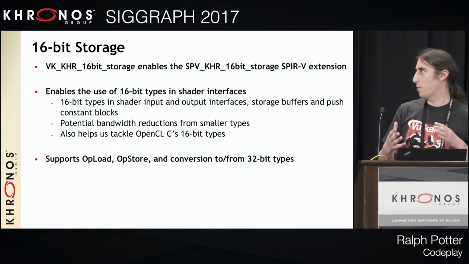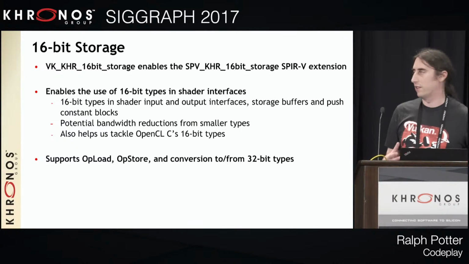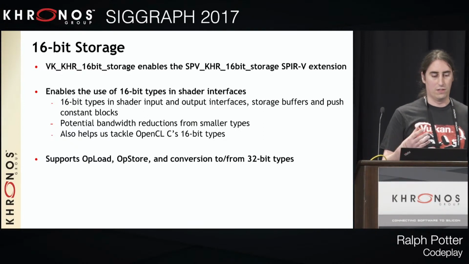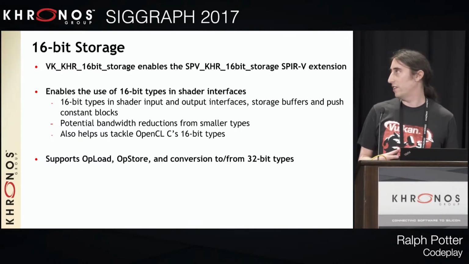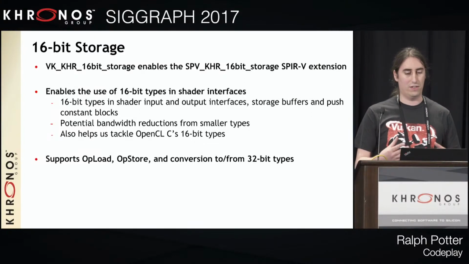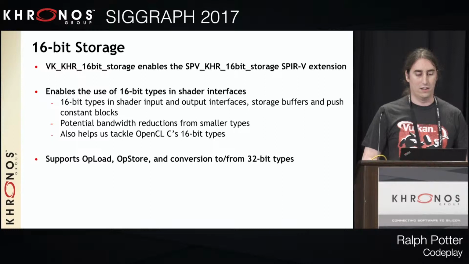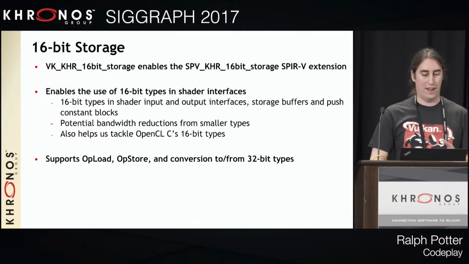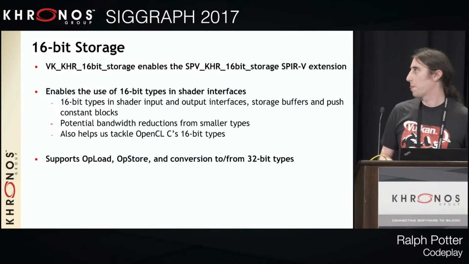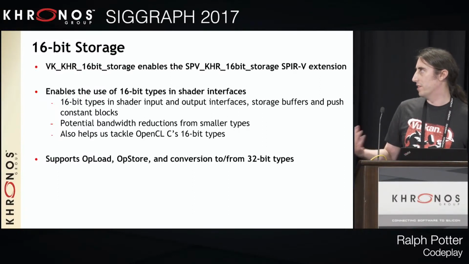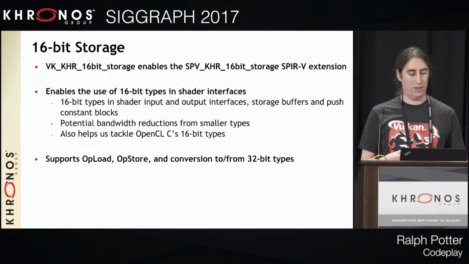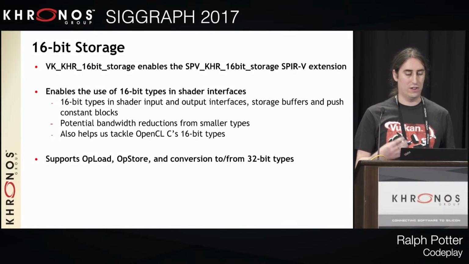So first of all, there were a couple of extensions that are directly applicable to this. The first one is the 16-bit storage extension, which is pretty straightforward. Essentially, you get to use 16-bit types in shader interfaces, so in input and output interfaces, in storage buffers, in push constants. This has nice bandwidth reduction potential. It also helps us deal with fixed size types in OpenCL C.